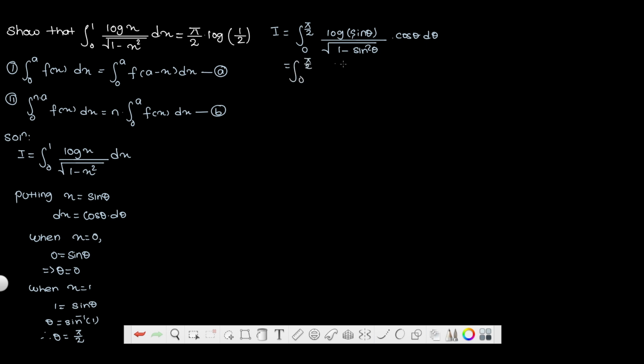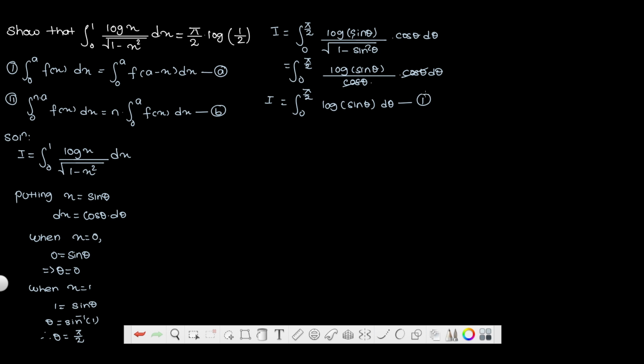The integral from 0 to pi over 2 of log sin theta over, in the denominator, 1 minus sin square theta is cos square theta, and the root and the square would cancel out, so we get cos theta. Now this cos theta and this cos theta will also cancel, and we are left with the integral from 0 to pi by 2 of log sin theta d theta. I will make this equation number 1.